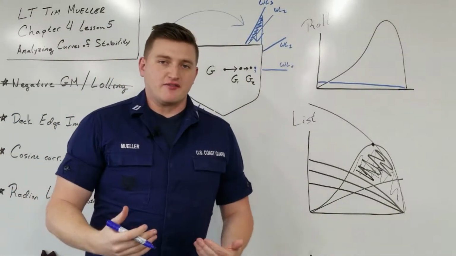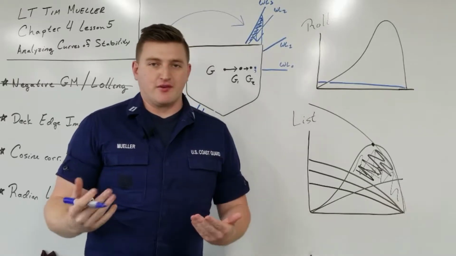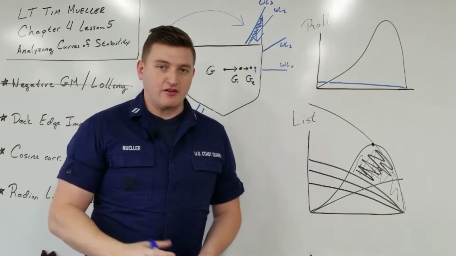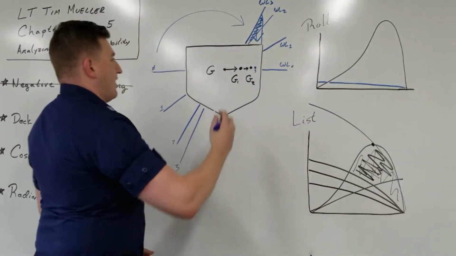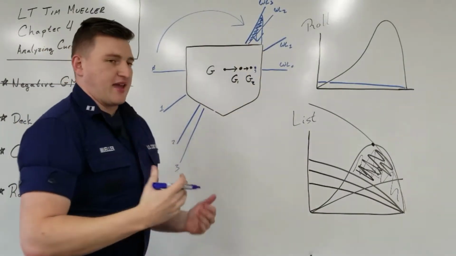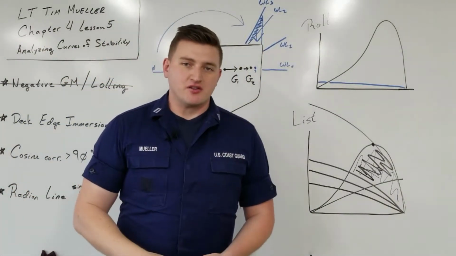That's why we give ourselves that buffer that we refer to as the danger angle, which is half of the angle of maximum righting arm, so that we don't hit this catastrophic event of deck edge immersion when we're listing.